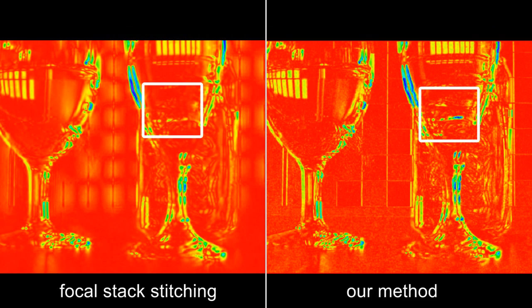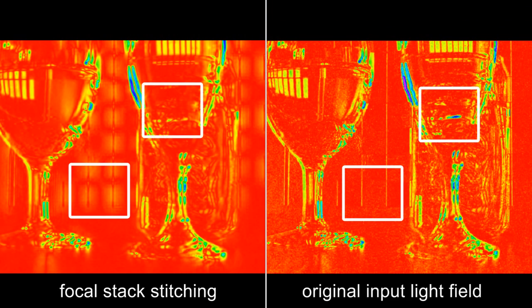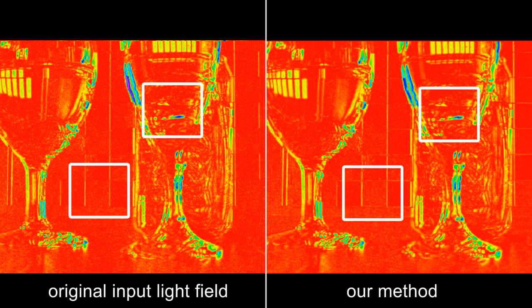These color-coded difference images illustrate the variation between leftmost and rightmost light field perspectives. Comparing with the difference image of the original input light fields as ground truths reveals what is lost with focal stack stitching. Our method preserves all initially captured light effects.